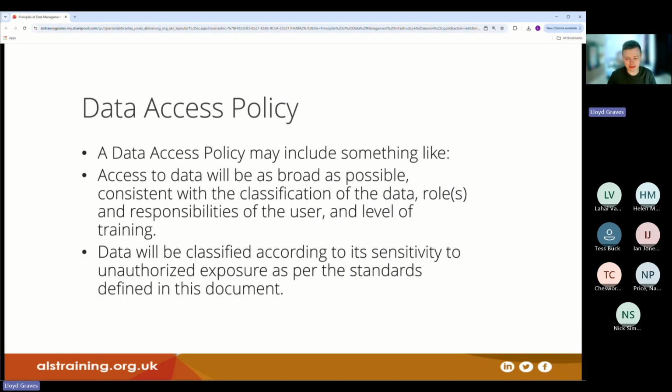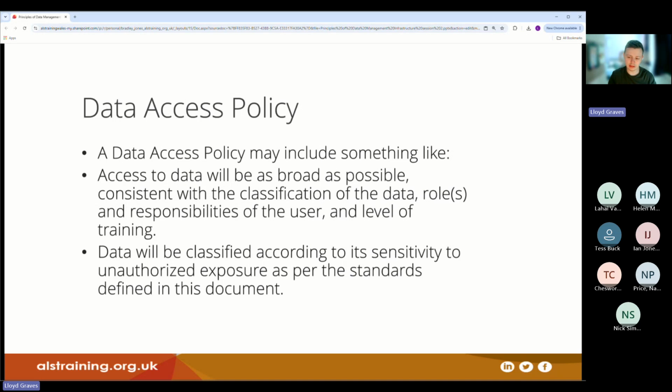I can't go and look up any details on your OneFile or anything like that. That is because our data access policy outlines that training advisors and tutors should only be able to see information on learners that they are training advisors for. If I'm not a training advisor for you, I can't see any of your information.